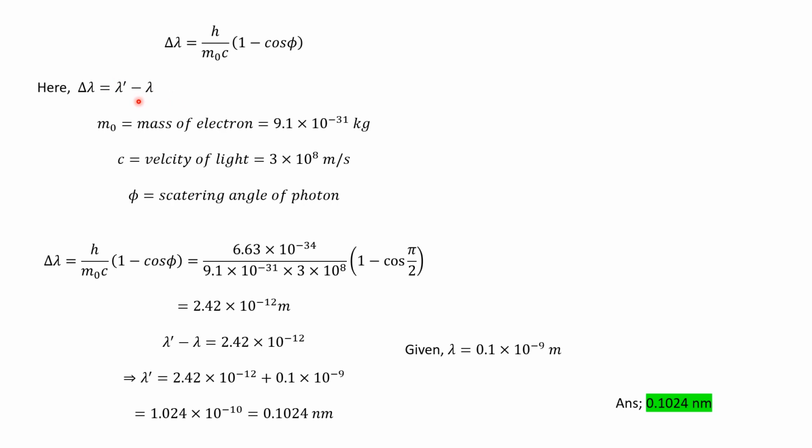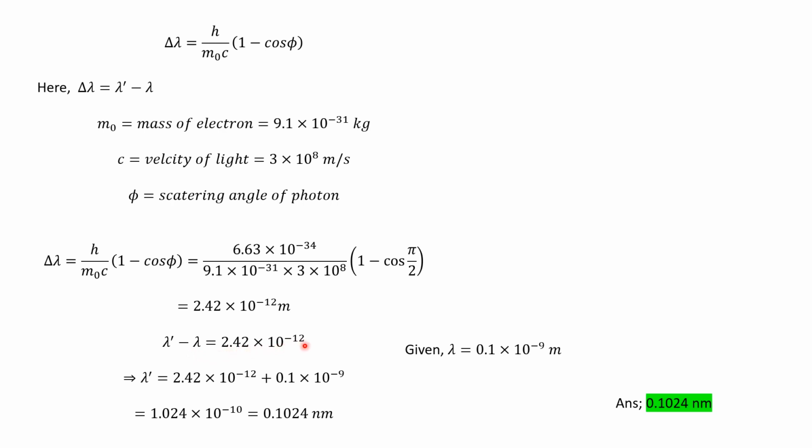where λ' is the scattered wavelength and λ is the incident wavelength, and m naught is the mass of electron, which is equal to 9.1 into 10 to the power minus 31 kg. Here c denotes the velocity of light, equal to 3 into 10 to the power 8 meter per second, and φ is the scattering angle of the photon. So by putting these values here, we can find that Δλ is equal to h by m naught c into (1 minus cos φ), which will be equal to 2.42 into 10 to the power minus 12.